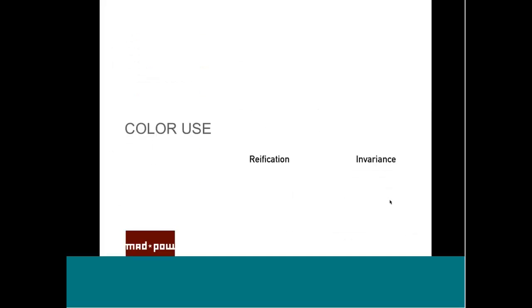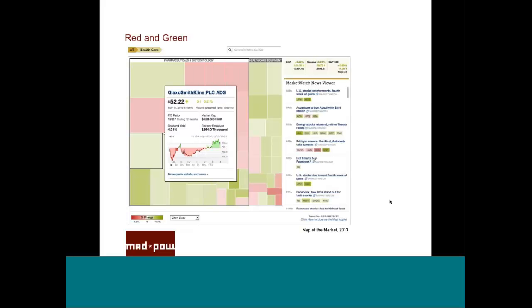So let's finish it up with color use, just as a way of sort of tying this all together. This example is from Map of the Market, which is one of the great data visualizations that has been online for quite some time. And it's a good illustration of using red and green. These are the two most common contrasting colors. Here, red represents loss of value and green represents gain of value in a 24-hour period.